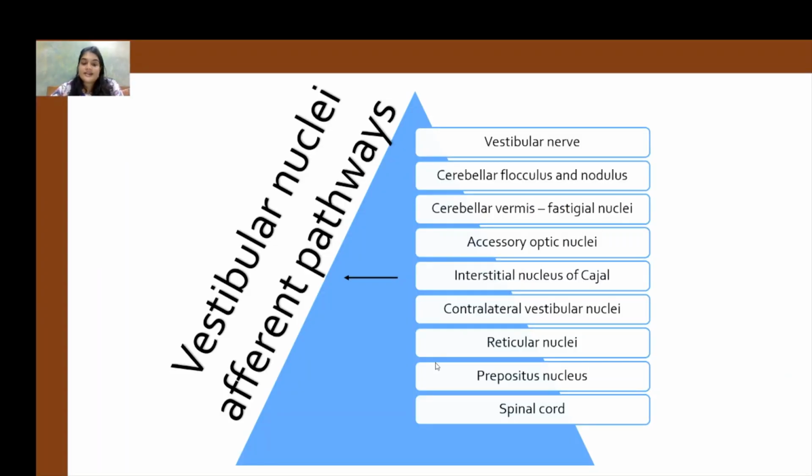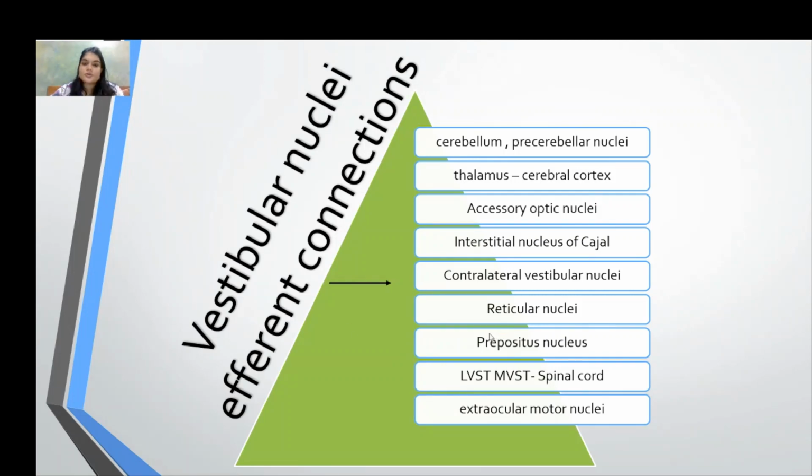Coming to vestibular afferent pathways, what all come to the vestibular nuclei? The vestibular nerve, the cerebellar flocculus and nodulus, cerebellar vermis, accessory optic nuclei, interstitial nuclei, contralateral vestibular nuclei, reticular nuclei, prepositus nucleus, and spinal cord. Efferent connections include the cerebellum, thalamus, accessory optic nuclei, interstitial nucleus, contralateral vestibular nuclei, reticular nuclei, prepositus, the medial and lateral vestibulospinal tract, and extraocular motor nuclei.